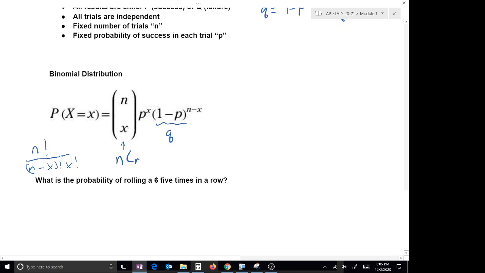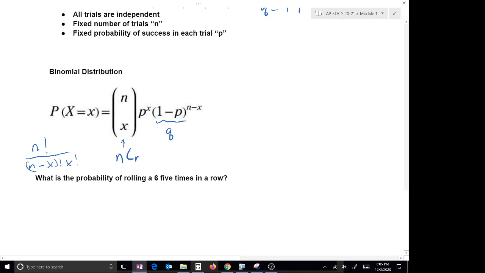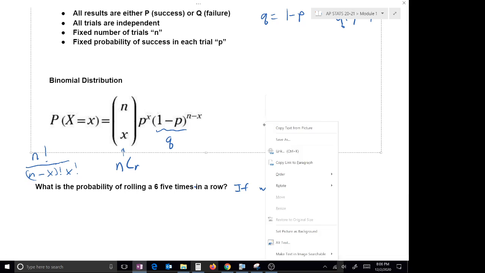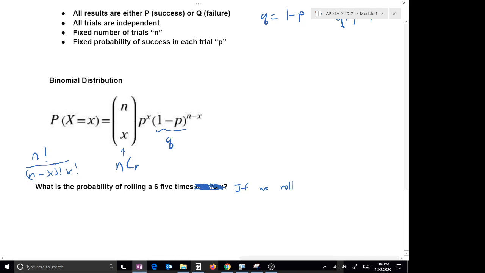Okay. So what is the probability of rolling a 6 5 times in a row? I forgot to write this in here. If we roll, sorry, not 6 times in a row, 5 times in a row. Hold on. Scratch that out, I wrote that wrong. If we roll 12 times. Okay.